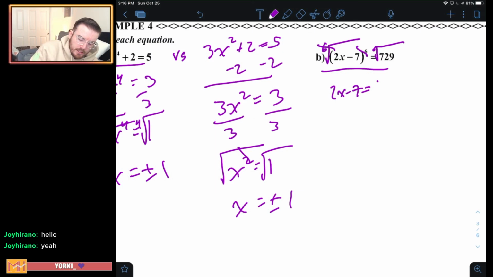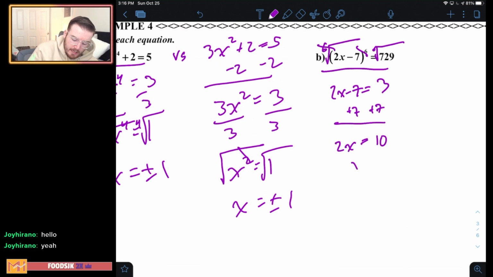So the answer to that is 3. Add the 7. You get 2x equals 10. x equals 5. So x equals 5. Oh, shoot. I messed something up.